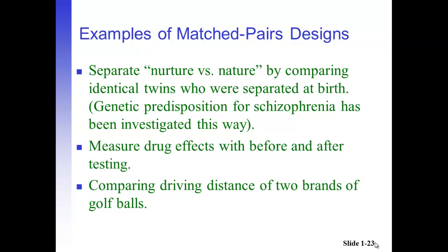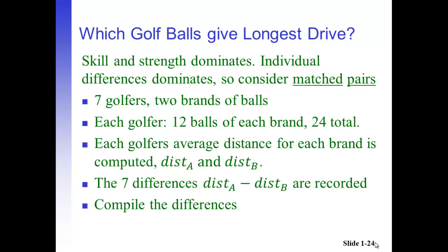Suppose, for instance, we wanted to measure the effect of a certain drug on blood pressure. A natural way of doing this would be to check a patient's blood pressure, then administer the drug, and check it again. This is also considered a matched pairs design. Finally, suppose we had different brands of golf balls and we wanted to compare the distance that they can be driven by a golfer. Let's look at that one in detail.